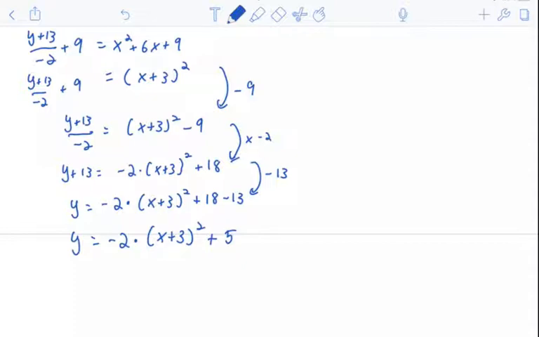So a is equal to minus 2, h is equal to minus 3, and k is equal to 5. Where did this come from? I'm comparing this to a times x minus h all squared plus k.